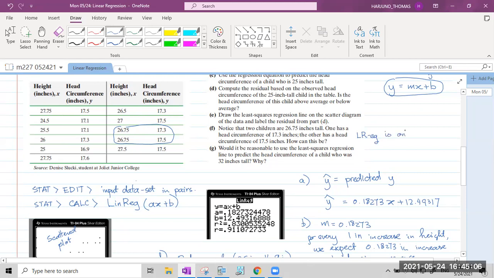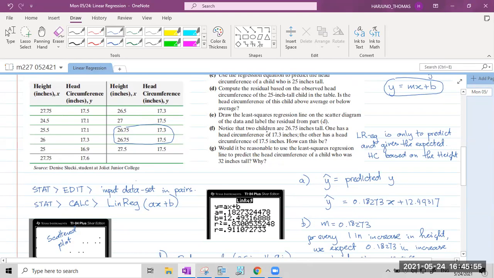is only to predict, and gives the expected head circumference based on the height. In other words, this is a prediction. This is not always true. Even though we say that's a prediction, therefore we will not be accurate.